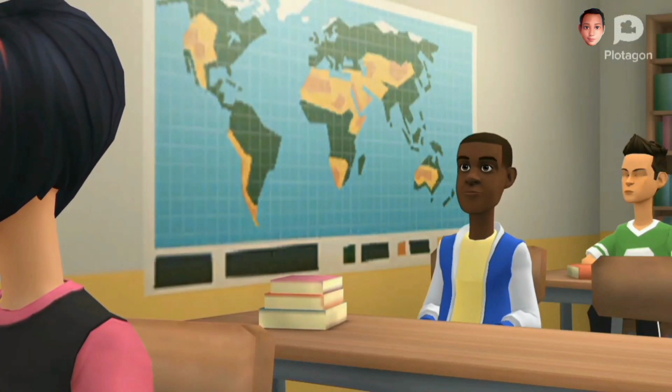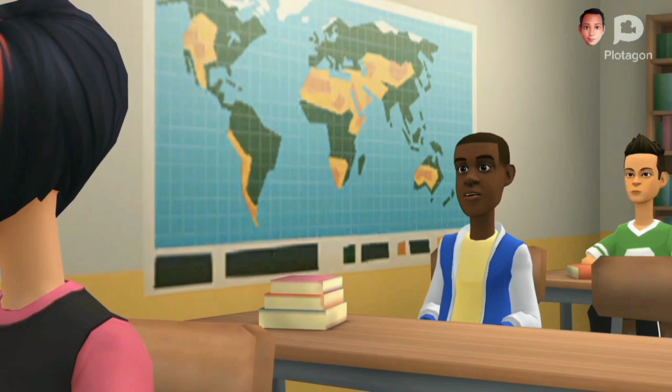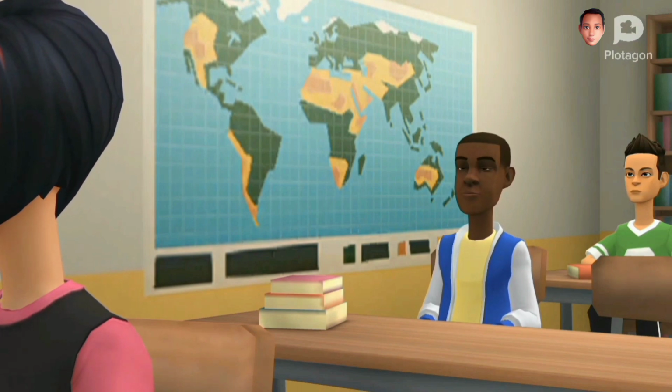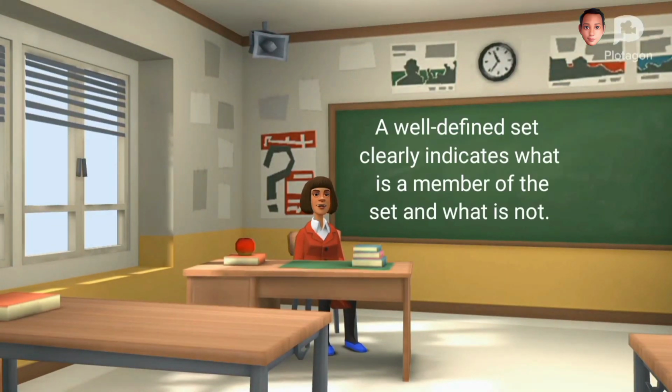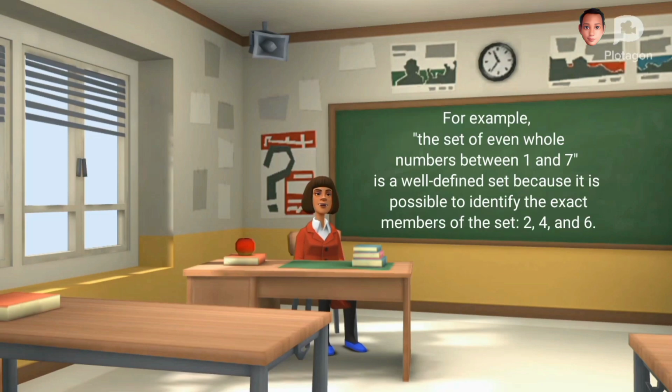Ma'am, numbers 2, 4, and 6 are a set because they are all even numbers that share common characteristics. What about the last group? This is a set consisting of a circle, square, and triangle. Why can we consider this as a set? Ma'am, because they are all shapes. Remember, a well-defined set clearly indicates what is a member of the set and what is not. For example, the set of even whole numbers between 1 and 7 is a well-defined set, because it is possible to identify the exact members of the set: 2, 4, and 6.